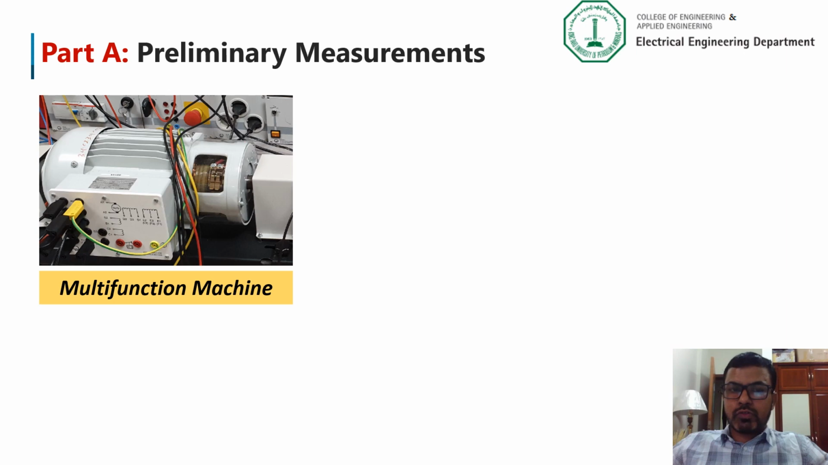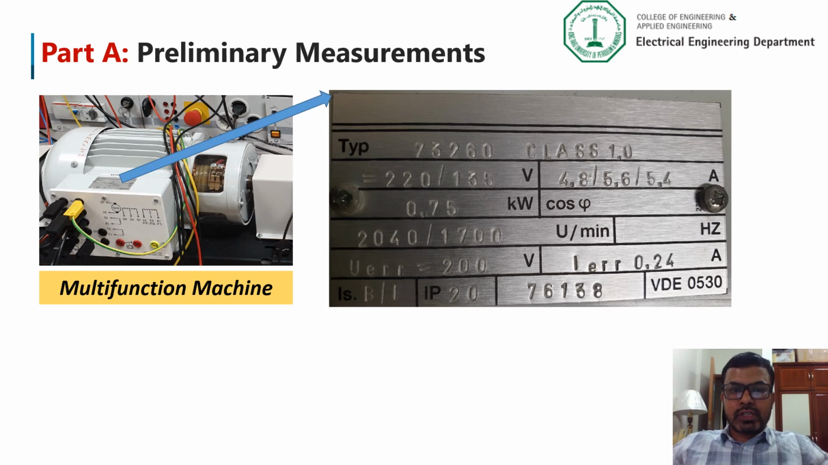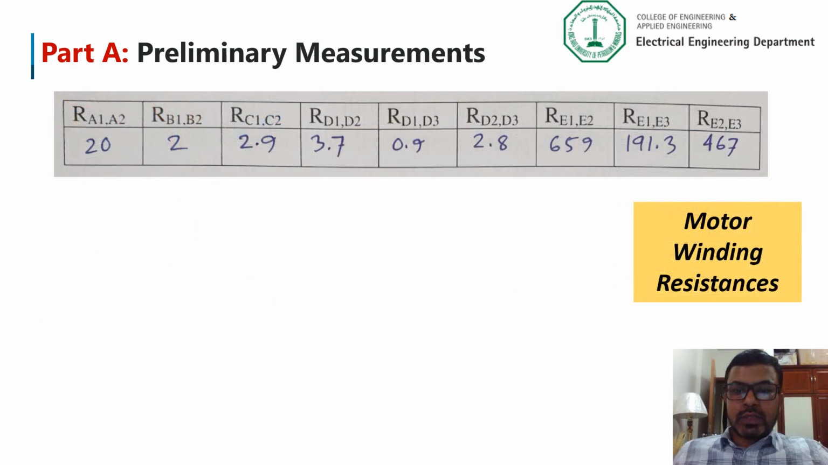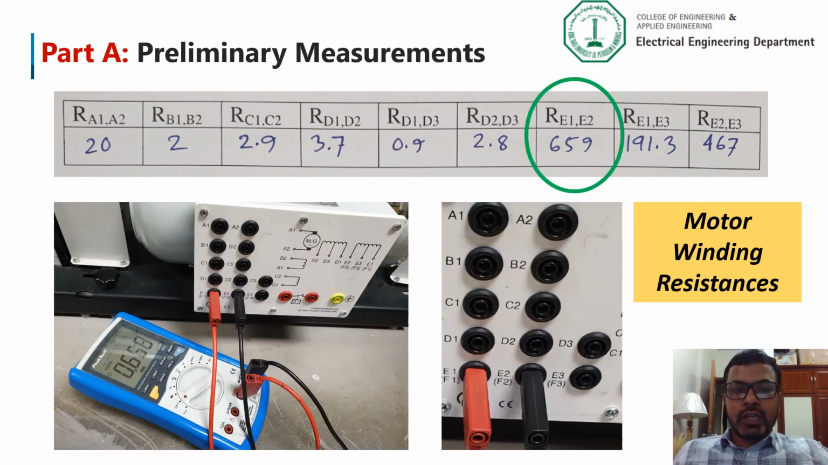In the first part, we will do some preliminary measurements. As you can see in the figure, we have the multifunction machine. In today's experiment, we will be using this multifunction machine as a motor. So here is the nameplate for this motor, and these are the data we have recorded from the nameplate. Now we will measure the winding resistances of the motor. The table shows the winding resistances of the machine we are using today. Here is a demonstration of how we measured the resistance of the windings E1 and E2.